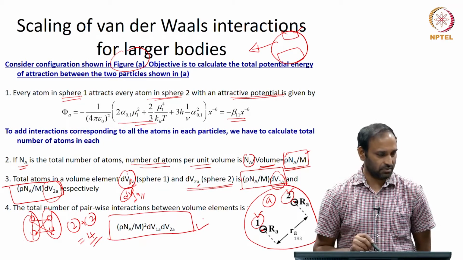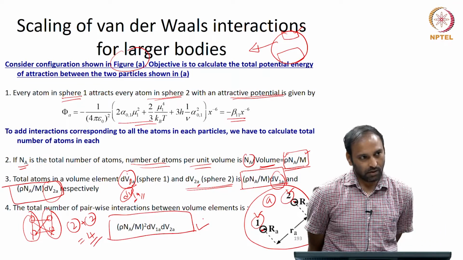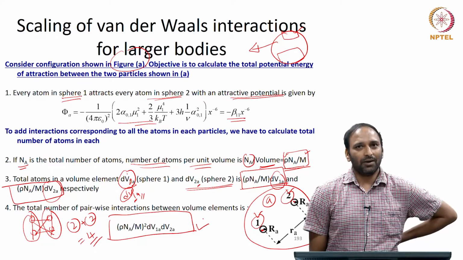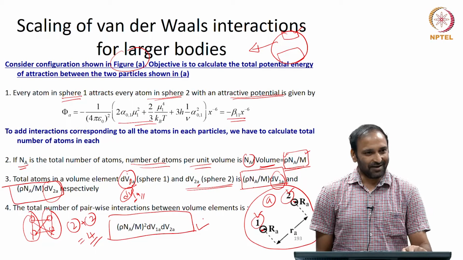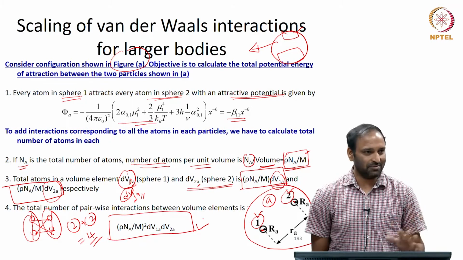That is this. So here Na is the total number of atoms in particle one. So Na is defined as the total number of atoms.